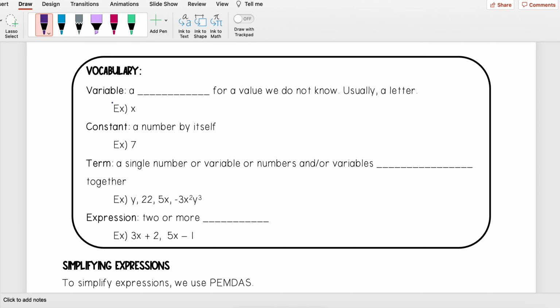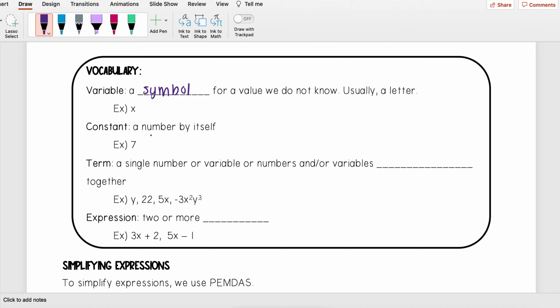So the first one is something called a variable, and that is just a symbol for a value we do not know. Usually we use a letter. So for example, x is a variable. And what that means is we can always substitute any value in for x. It's just holding that value for whatever you're going to be plugging in. Another common one that we use is y or z, but it can be pretty much any letter.